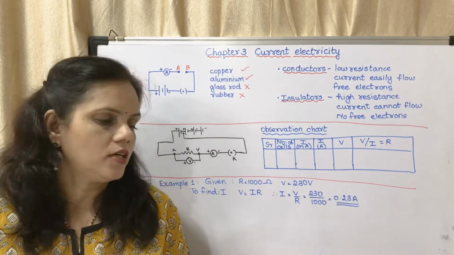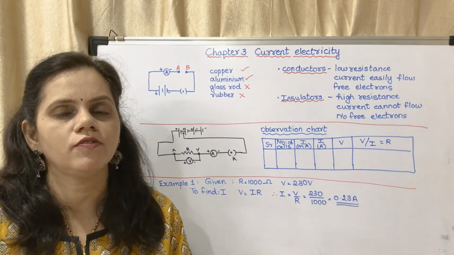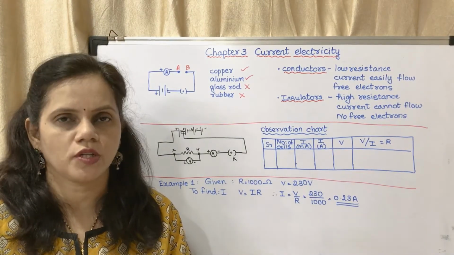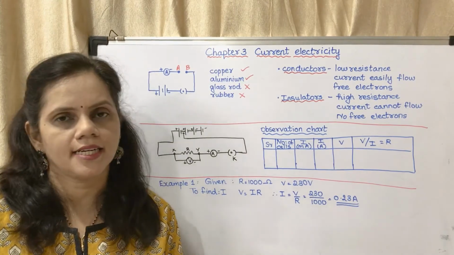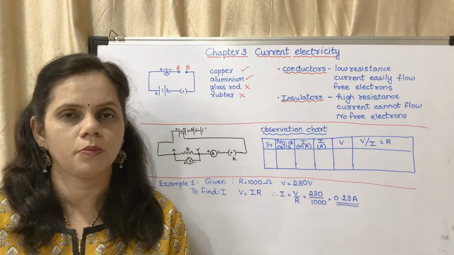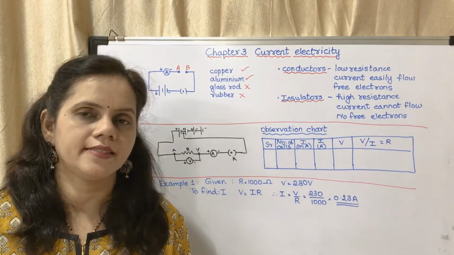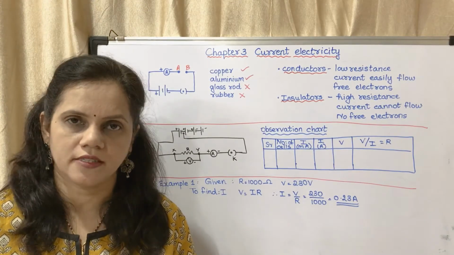Okay. Now, there is one experiment given in the textbook, that is an experiment for verification of Ohm's law. What is Ohm's law? We had studied in the other lecture. V is proportional to I or I is proportional to V, where I stands for current and V stands for potential difference.